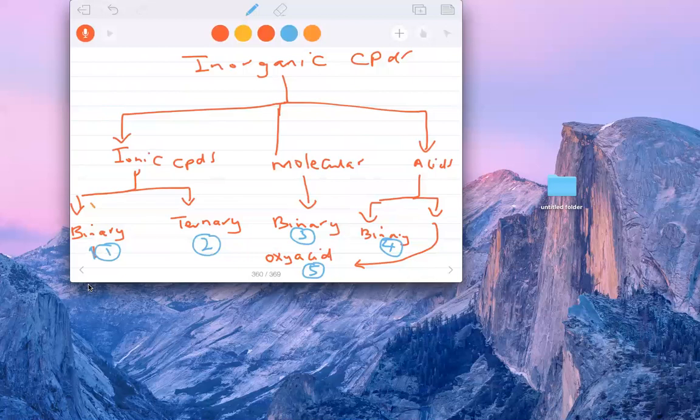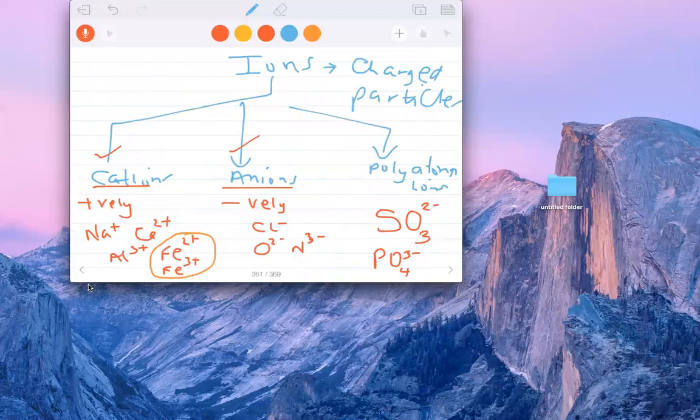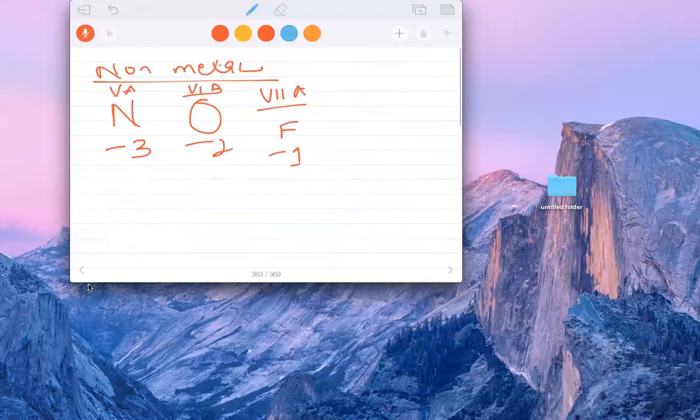All right, for ternary ionic compounds, the approach is the same as for binary ionic compounds, except that ternary involves polyatomic ions.